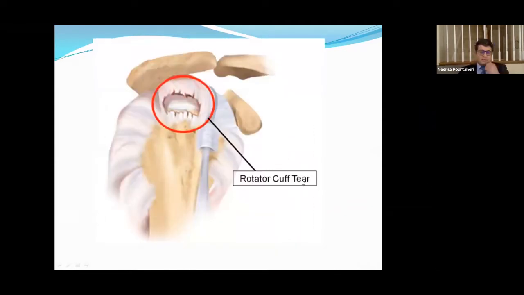This is a side view of the rotator cuff here. This is also a tear of the supraspinatus tendon. The tear is outlined here. Once again, you can see the long head of the bicep intimately associated with the rotator cuff tendon.